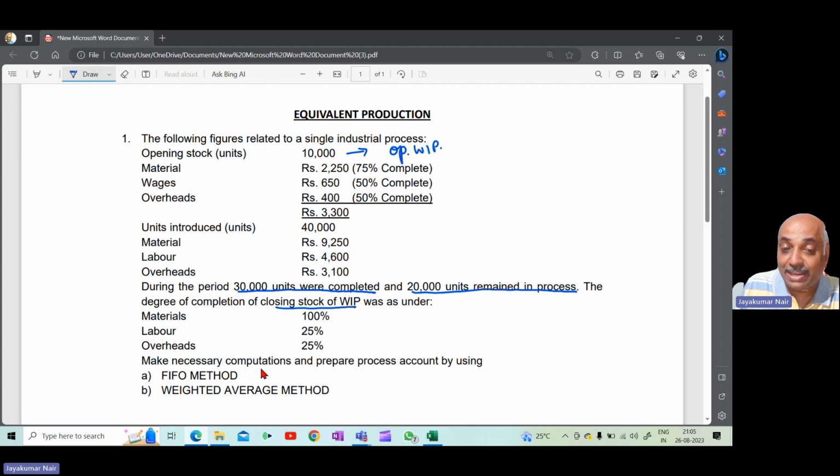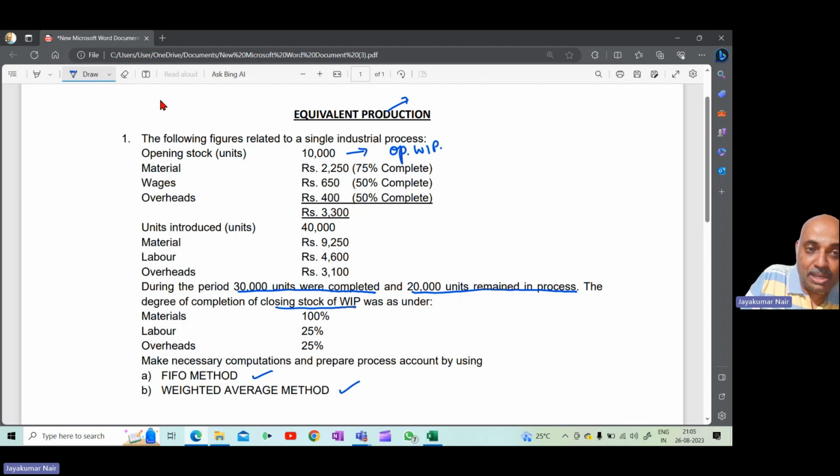They are asking you to make necessary computations and prepare process account using first in, first out method and the weighted average method. So first one is, what is equivalent production? Supposing you have partly completed goods, you will convert the partly completed goods into fully completed goods. So it is a technique where partly completed goods will be converted into fully completed goods.